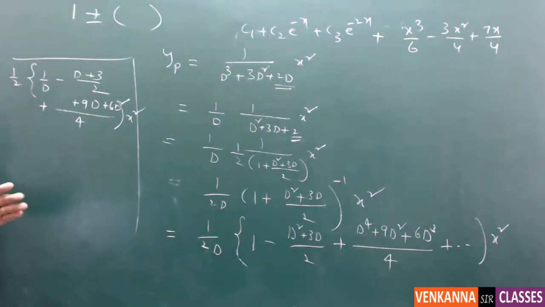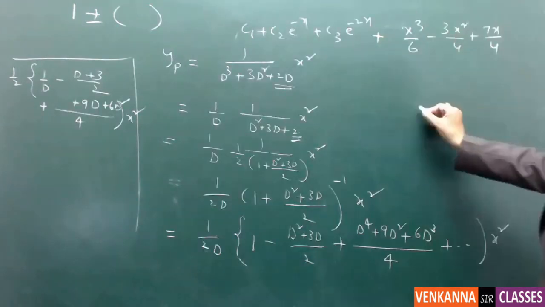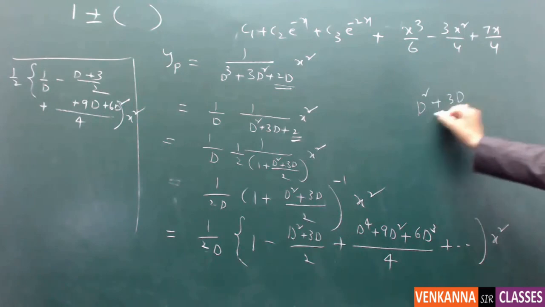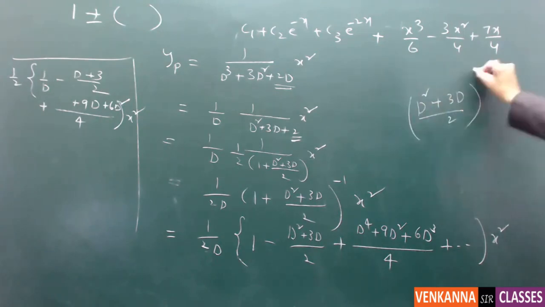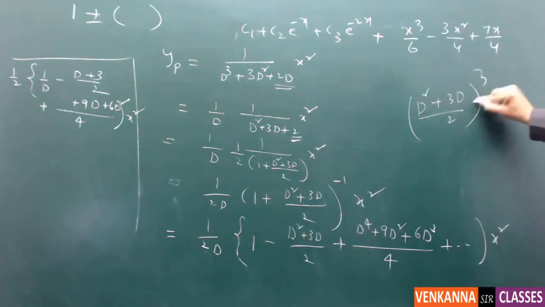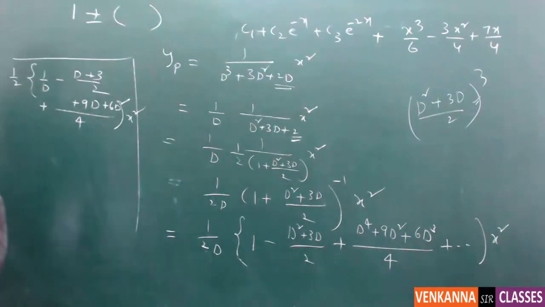If you are interested, you can calculate x cube also with your own interest. I can say one more thing. If you apply x cube, then (D square plus 3D by 2) whole cube will come. So even if you apply that, since 1 by D is there, you will have a constant at the end. Accepted? So you can apply one more term in the expansion. It is possible. Yes or no?